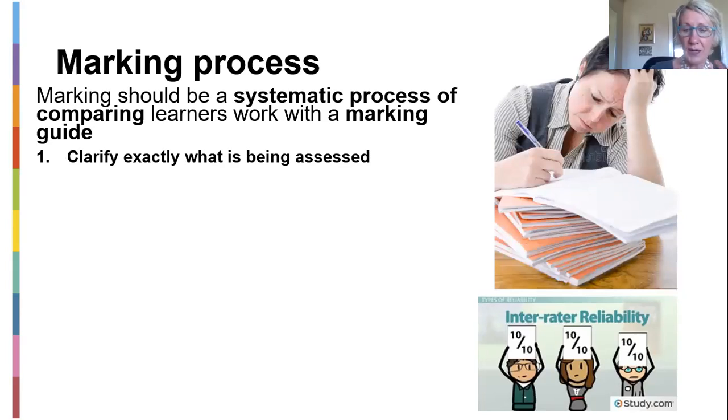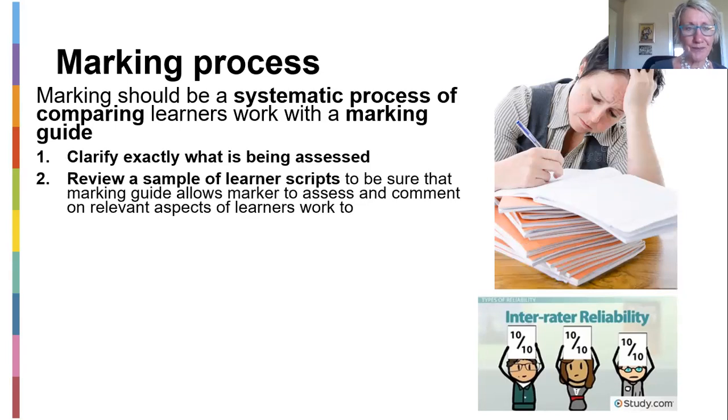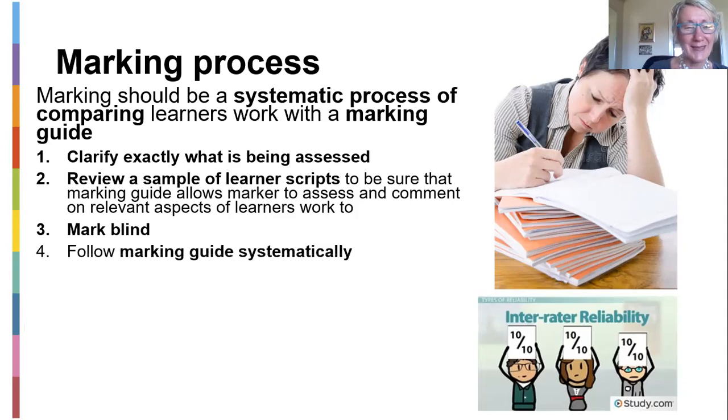We might have many markers, and inter-rater reliability is so important, that if one gives 10, all should be giving 10. So review a sample of learner scripts to be sure that the marking guide allows markers to assess and comment on relevant aspects of the learner's work. Mark blind. That means sometimes it's a good idea not to see the person's name so that you can be more objective when you mark it. So it's good to mark blind.